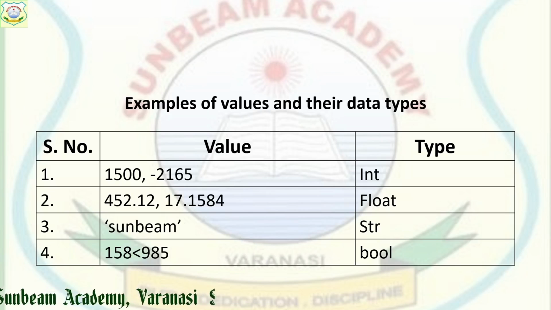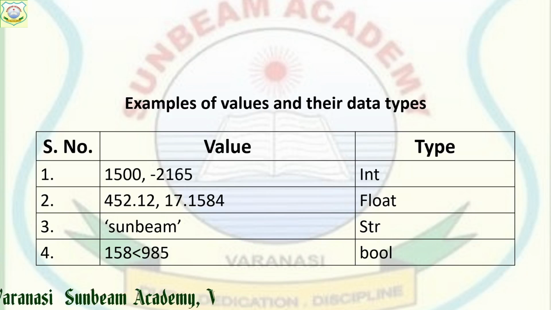Next, a yes or no condition is given, so it is a boolean data type. 158 is less than 985 means a condition has been given. The result of that condition may only be true or false. So it checks true or false, and it is a boolean data type.